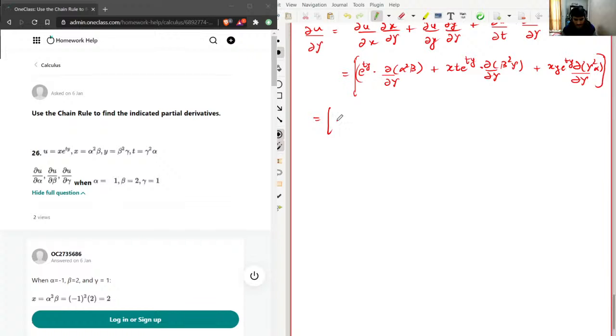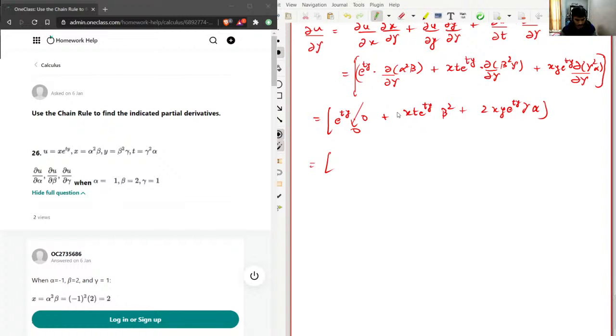Now I'll do the differentiation. So this is e power ty, and we do not have any gamma term here, so this will be 0, plus x t e power ty, and gamma is, so this will become beta square, plus this will be 2 gamma alpha, so 2xy e power ty. Again we'll put the values. So e power ty is, this will be 0. I'll drop this.